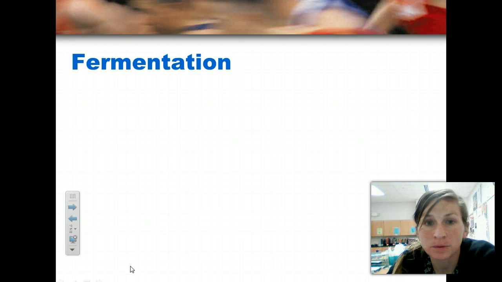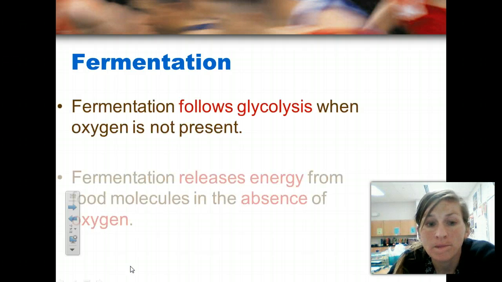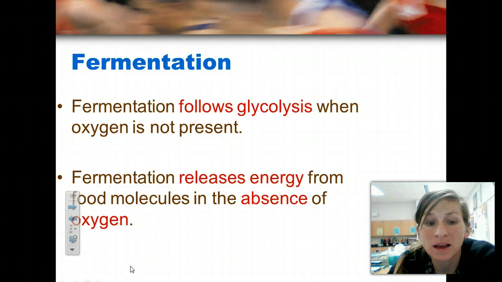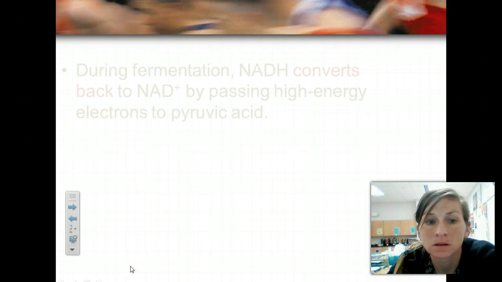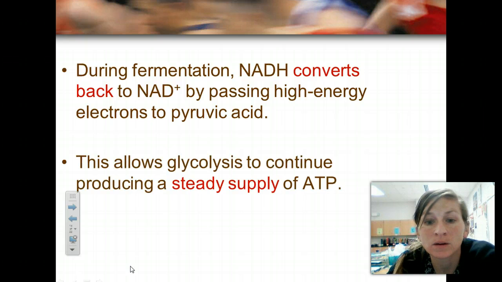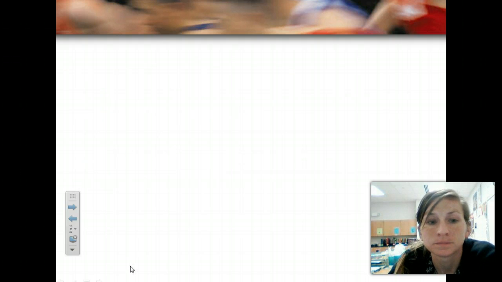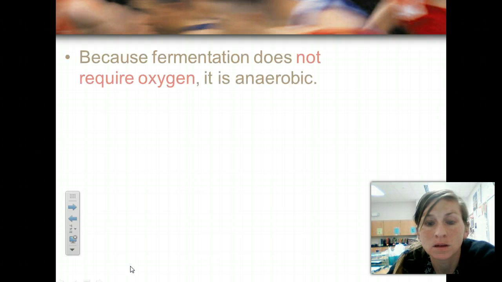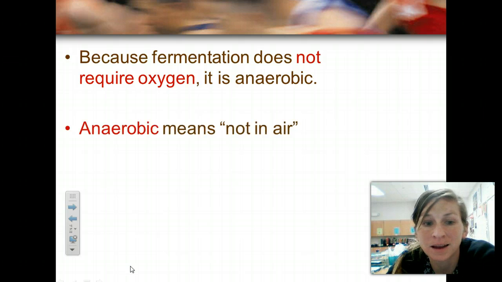If there is not oxygen present, the pathway that we follow is called fermentation. Fermentation releases energy from food molecules in the absence of oxygen. And during fermentation, NADH converts back to NAD+ by passing high energy electrons to pyruvic acid. This will allow glycolysis to continue producing a steady supply of ATP. So because fermentation does not require oxygen, we say that it's in an anaerobic condition, or it's in an anaerobic environment, because anaerobic means not in air.